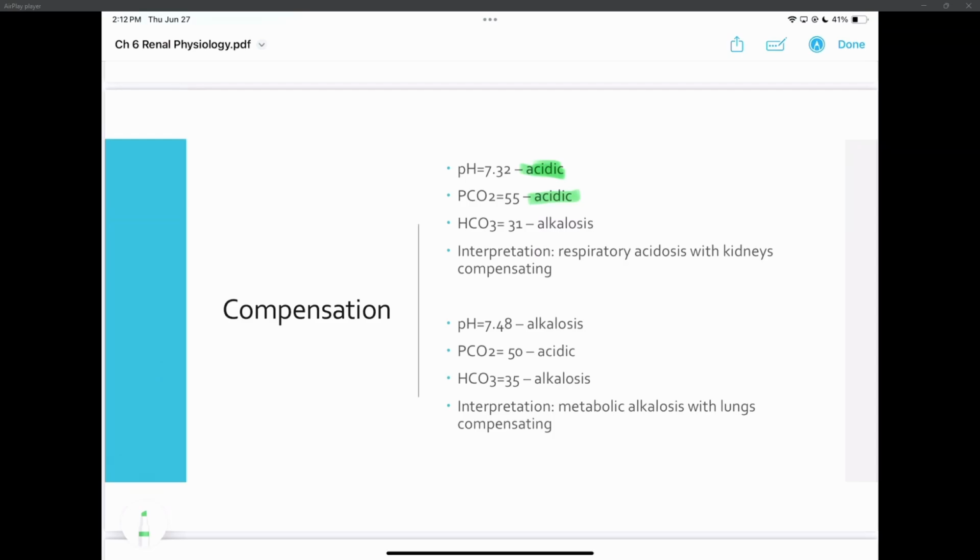31 is a high bicarb, right? Normal is up to 28. So a high bicarb means we are alkalotic. Everyone good so far? Understand alkalotic, acidotic with those values.